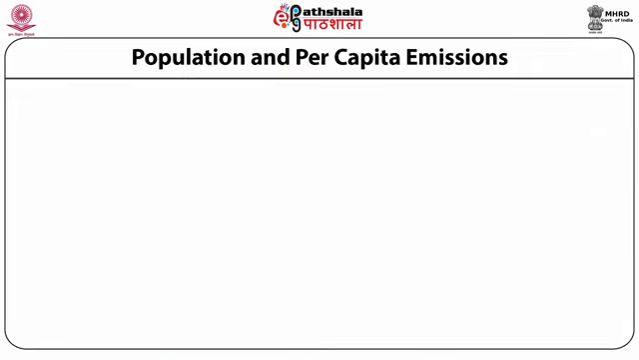The same phenomenon can be seen happening with the developing world, where the population growth has slowed down and the per capita emission levels are on the rise. The conventional analysis tends to miss this critical linkage of population and climate change. Population and per capita emissions.